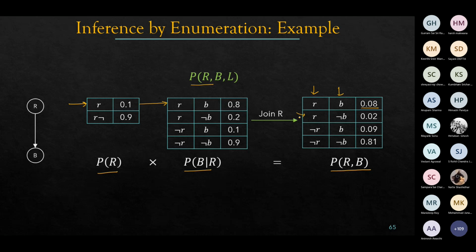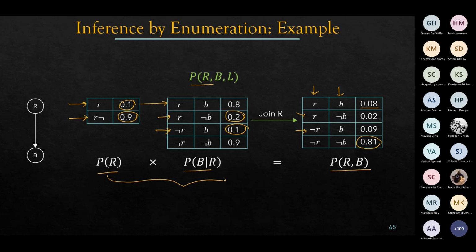Now, how do we compute this row? We take this row and multiply this. So it will be R, not B, with 0.002. Now let us take this row, and if we multiply with this particular row, we get the joint distribution for not R, B. It will have the value of the multiplication of this and this. And finally, for this, we'll get 0.81. And it's a joint distribution.